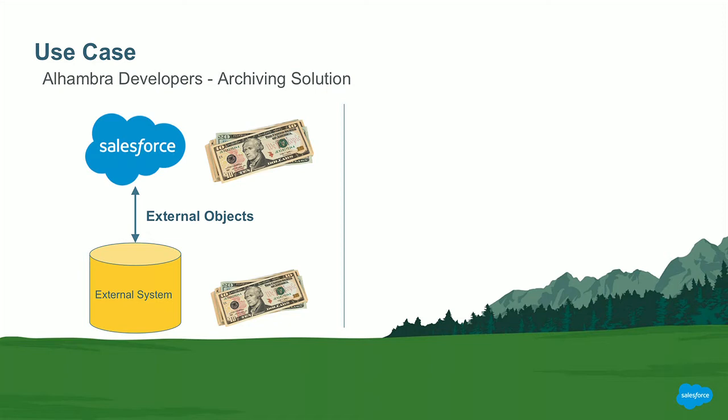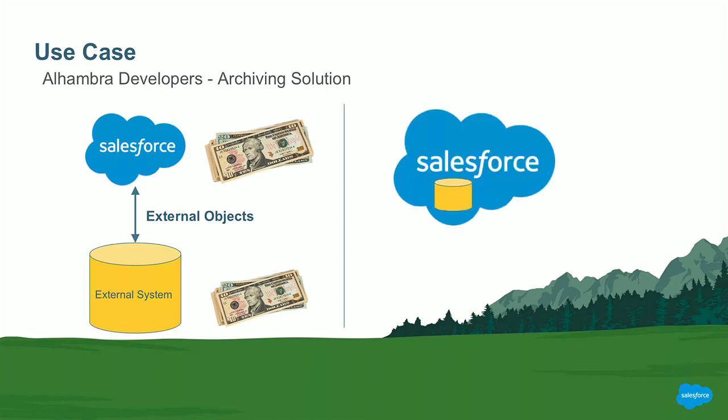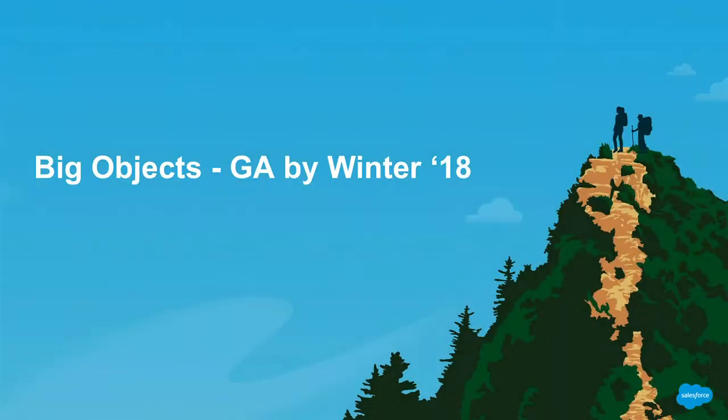Why don't we try a different solution? For example, we could use big objects, which already live in your organization, and at least we'll only have to pay Salesforce. It sounds interesting. Tell me more about big objects, Alba.